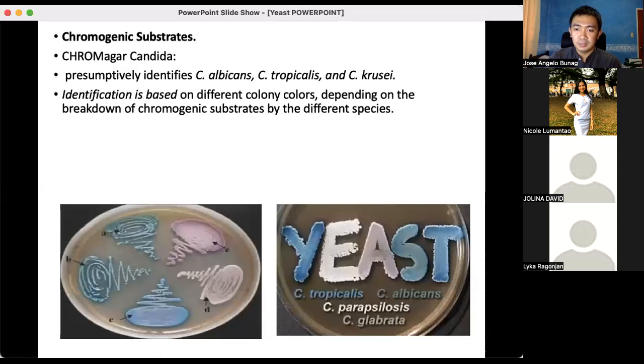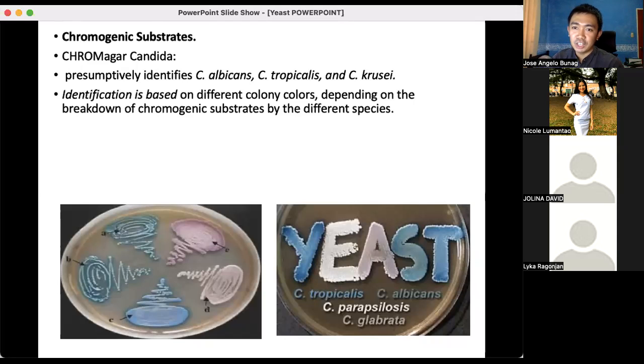Okay, next, now we have your chromogenic substance or substrate. We have your Chrom agar Candida. So we have talked about this earlier, yung cornmeal agar natin. This is different pala, your Chrom agar Candida. So this is used to presumptively identify your Candida albicans, yung ating mga Candida tropicalis and your Candida krusei.